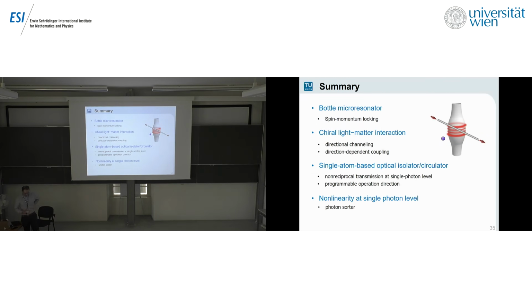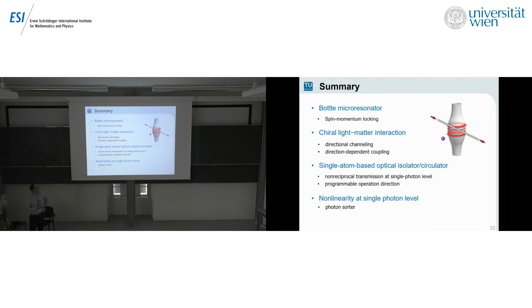So let me quickly summarize what I've told you. I introduced to you our workhorse, which is the bottle microresonator. I've introduced its special properties, including spin momentum of light, which I probably haven't mentioned, but it's not a special feature of our resonator. You can encounter it, for example, for tightly focused Gaussian beams as well as nanofibers, wherever you have a strong gradient in direction of a polarization component.